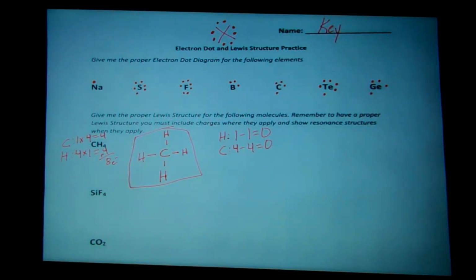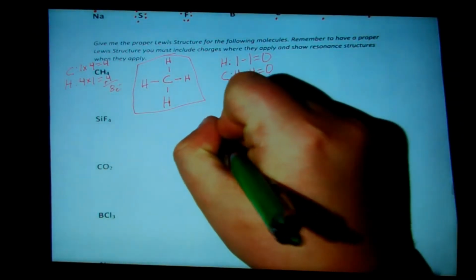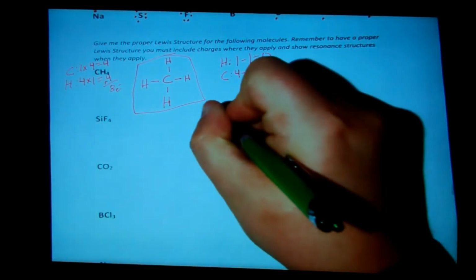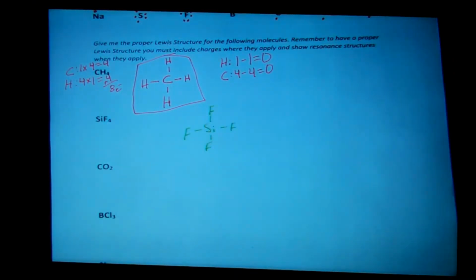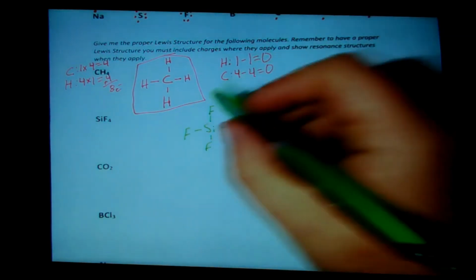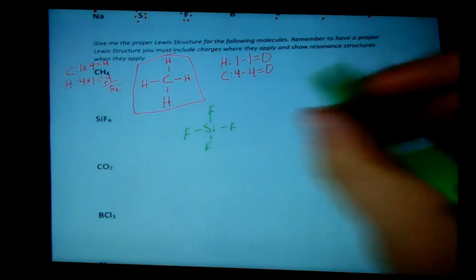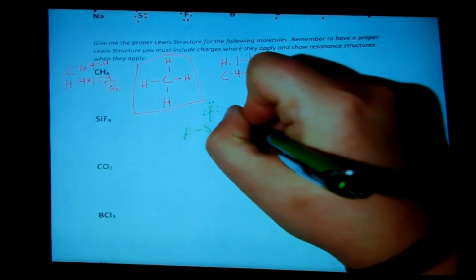Okay? Not too bad. We'll step down here to silicon tetrafluoride. In this case, we will find the center atom, the one with the lowest electronegativity. So in this case, it's going to be silicon. That's the center atom. We're going to draw the skeleton. We need to give a full octet to everything. Silicon's good with those 4 bonds, but we're going to need a full octet for the fluorine.